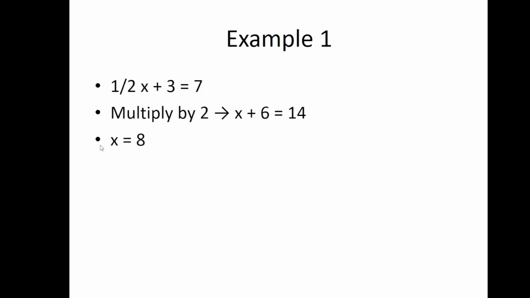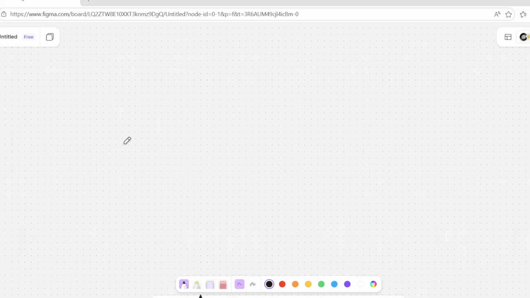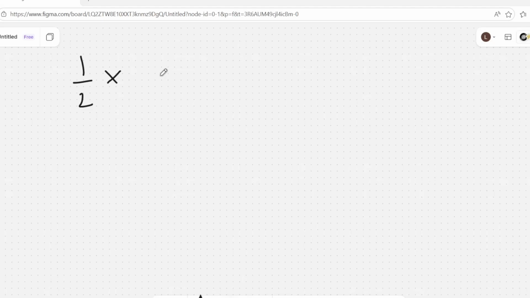So how did we arrive at x equals 8? I'll show you on the screen. Let me write the problem. First is to write it. So let's write 1/2 x plus 3 is equal to 7. As you can see, this is not a regular linear equation. So what can we do?